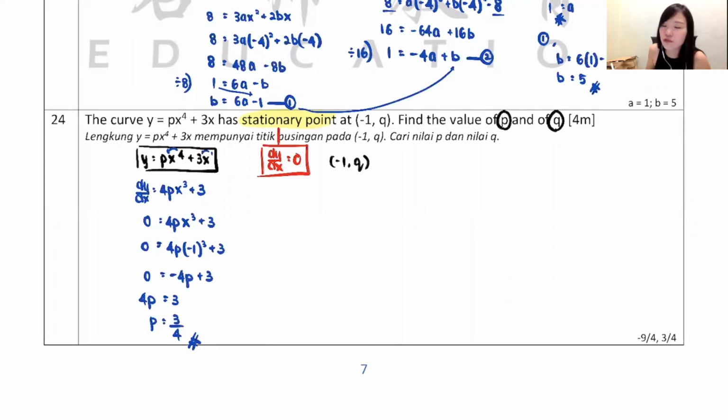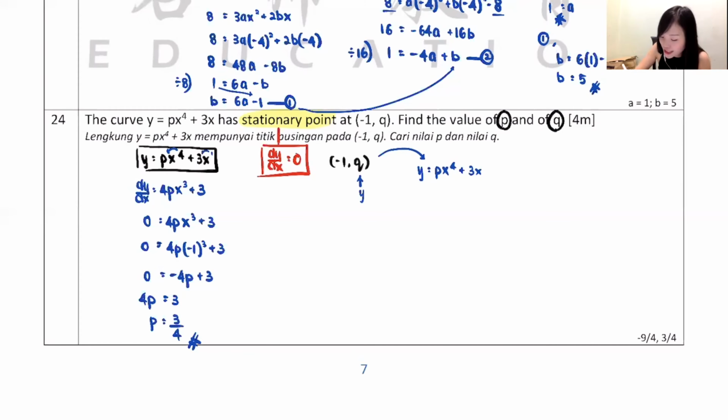How do we find q? Very easy, because you want to find P and Q. The Q comes from the coordinate, and the Q, quite obvious, is a Y. So which equation has Y? The original curve equation has Y. So we can straight away sub the coordinate inside the equation, because they say the curve has a stationary point on this point. So that means this point is on the curve. So on the curve, you are allowed to sub.